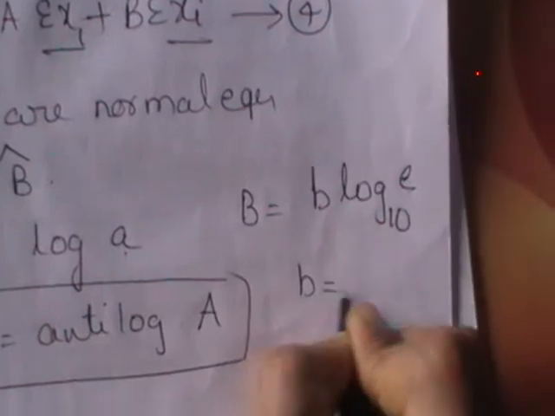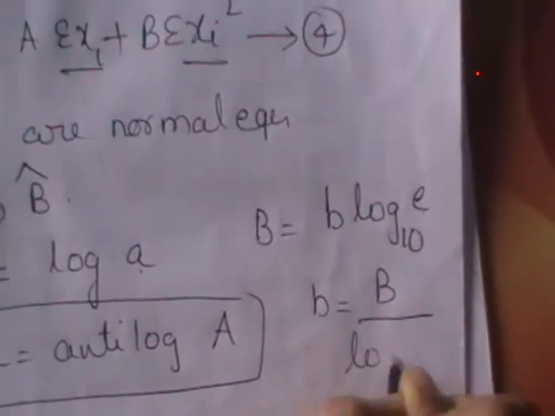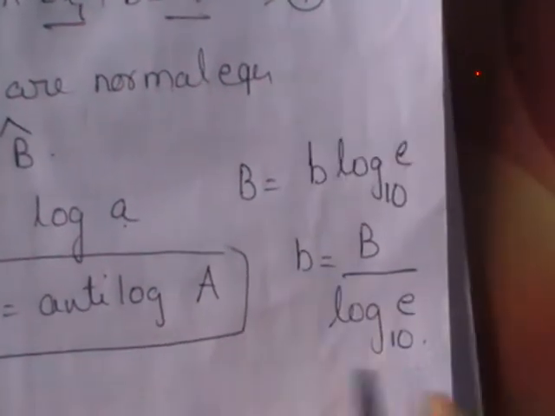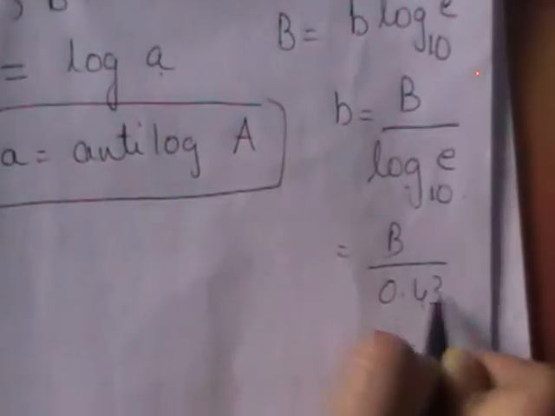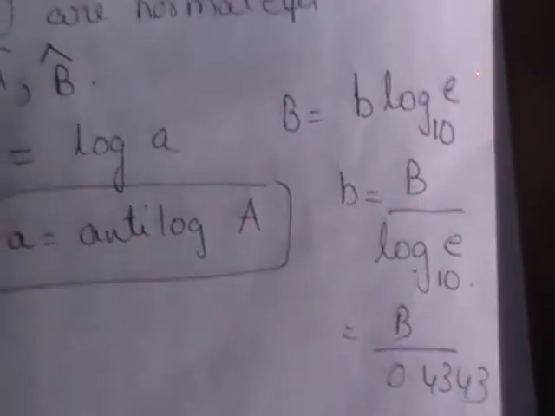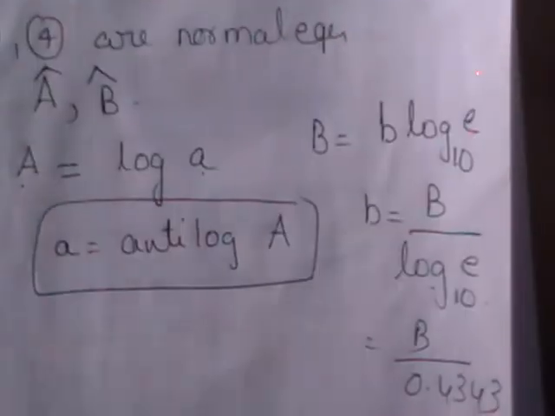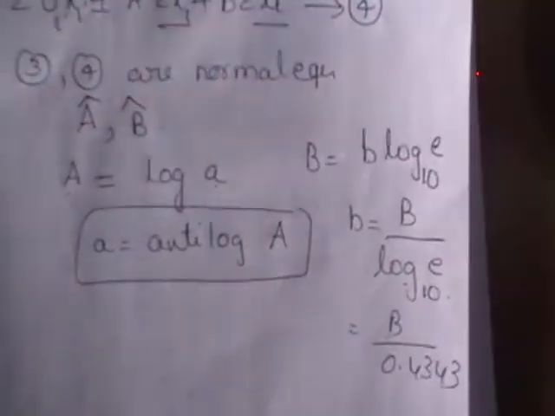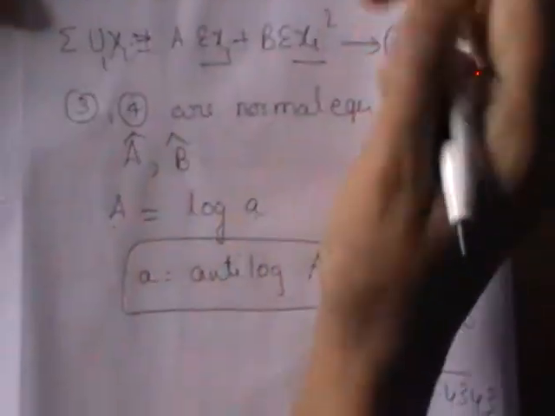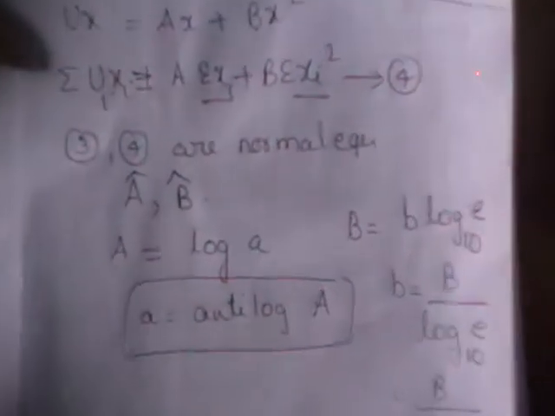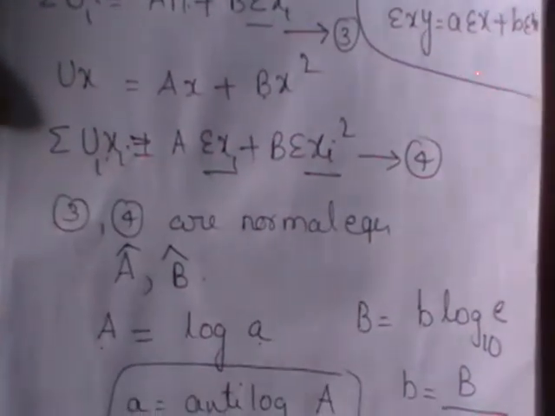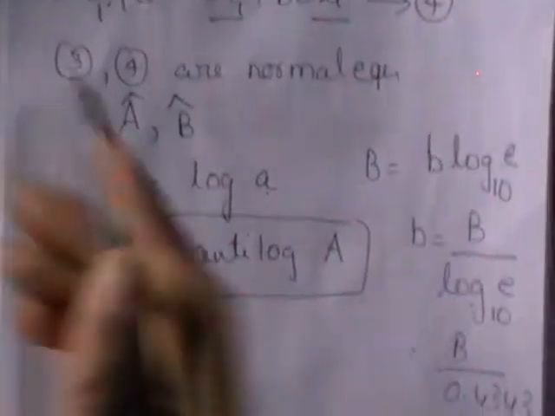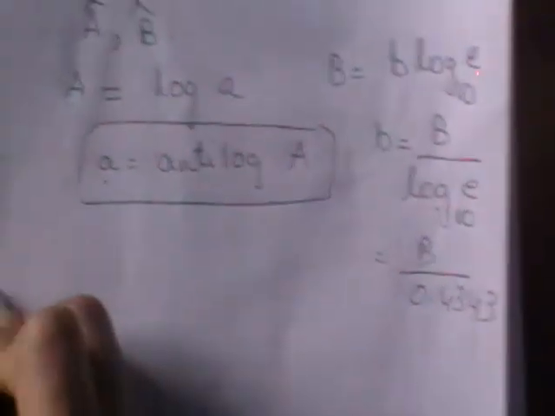Then small b will be capital B by log e to the base 10. So this is nothing but 0.4343. So first you have converted exponential to straight line by involving new constants a comma b. You are directly writing the normal equations for this using this logic. Then in the first step you are calculating capital A comma capital B. Then using this capital A comma capital B you are calculating small a comma small b.